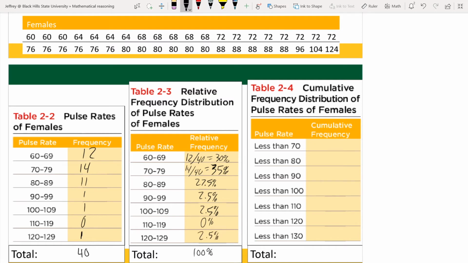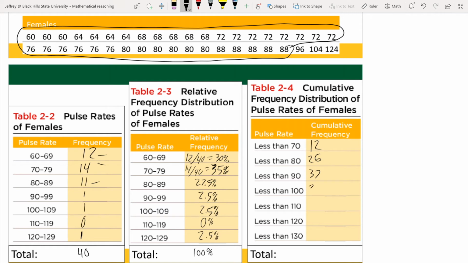Now, looking at the cumulative frequency distribution table, we're basically just looking at how many pulse rates are less than each number. So we have 12 pulse rates that are less than 70. We have 12 plus the 14, so there are 26 pulse rates that are less than 80. Adding another 11 to that, we end up having 37 pulse rates that are less than 90. Of course, we can also count all of these pulse rates up here and count that there are in fact 37 of them.